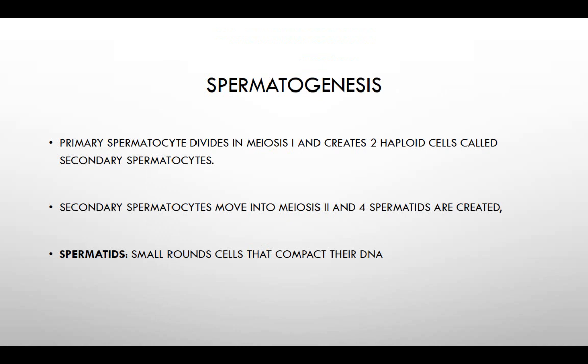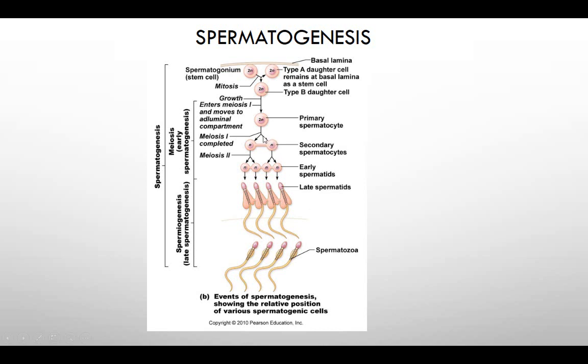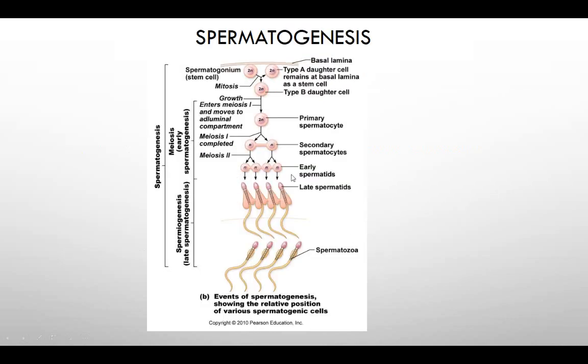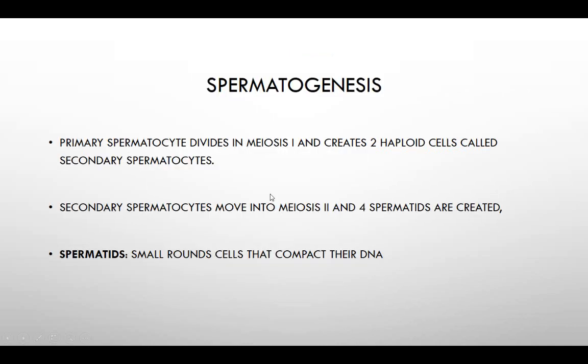So basically this slide is kind of rephrasing that, if you will. You know, we have this primary spermatocyte, which divides in meiosis 1 and creates 2 haploid, remember, so 2 cells with 23 chromosomes. And so if we go back, that would be right there. Okay, and then we have a secondary spermatocyte, which moves into meiosis 2 and eventually creates 4 spermatids. And again, if we go back, that would be these spermatids right here. And they have a lot of genetic variability. All of them are different.